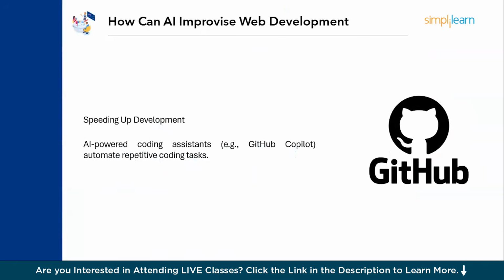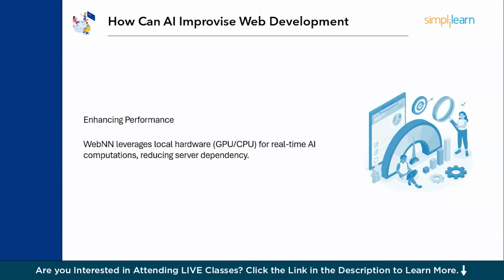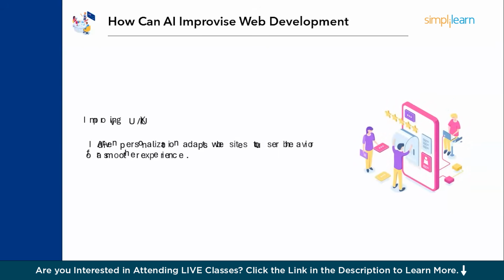So there will be some good improvements, starting with speeding up the development process. AI powers coding assistants like GitHub Copilot, which automates repetitive coding tasks. And moving ahead, we have enhanced performance. Web neural networks leverage local hardware, which are the GPUs and CPUs, for real-time AI computations, reducing server dependency. Third one is improving user interface and user experience. AI-driven personalization adapts websites to user behavior for a smoother experience.